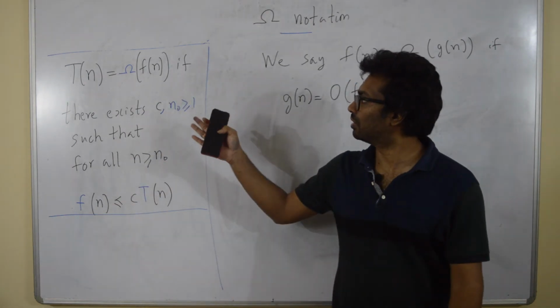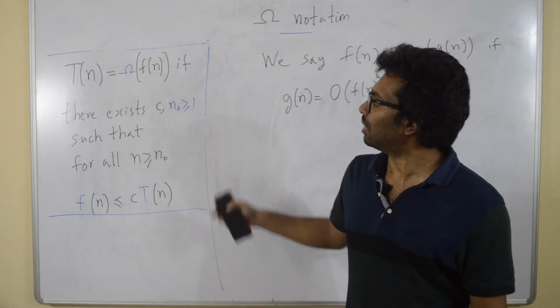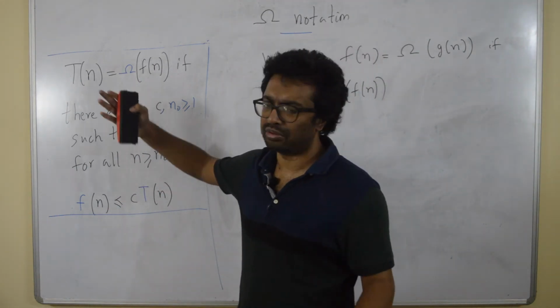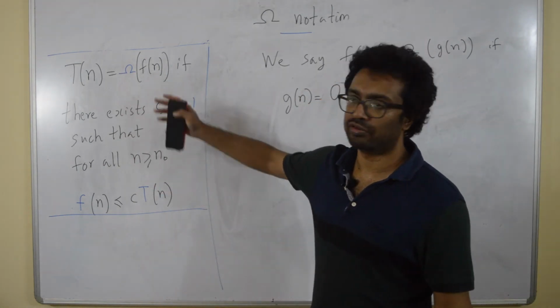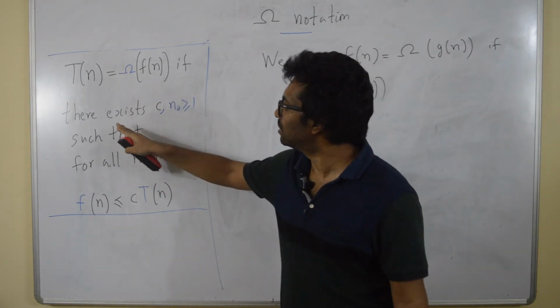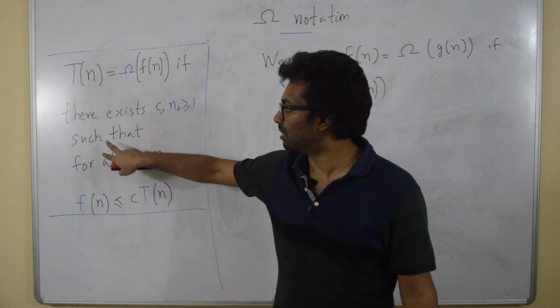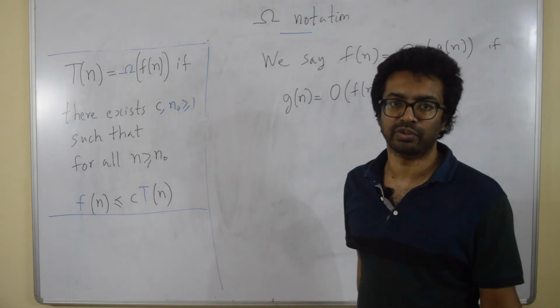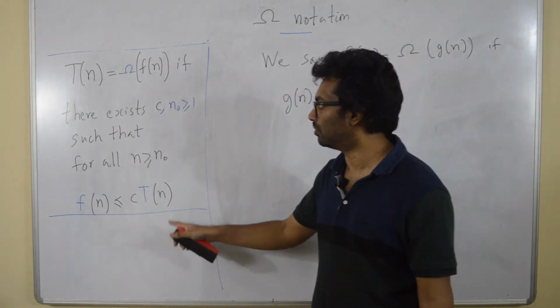So here I have written the definition using the constants c and n0, and let's just quickly go through it. T of n is equal to omega of f of n if there exist constants c and n0 greater than or equal to 1 such that for all n greater than or equal to n0, f of n is less than or equal to c times t of n.